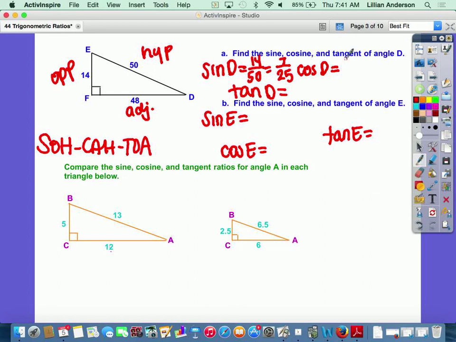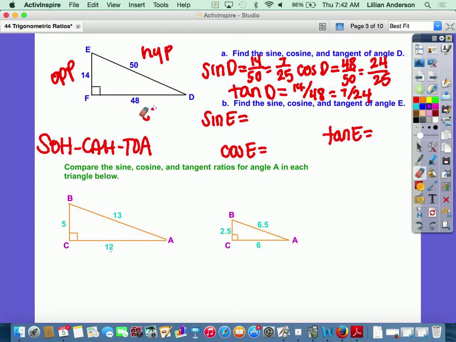Cosine is adjacent over hypotenuse, so 48 over 50. This reduces as well. They're both divisible by 2, so this would be 24 over 25. And the last one is tangent. Tangent is opposite over adjacent, so that's 14 over 48, and that reduces down as well to be 7 over 24, okay? Hopefully you got those.